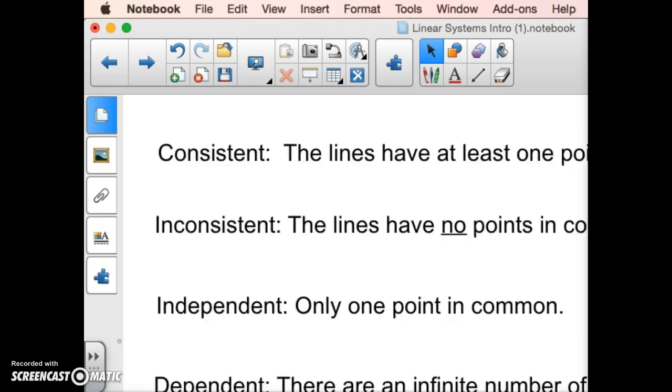So, quick review here. Consistent means that the two lines have at least one point in common. Inconsistent will mean that the lines have no points in common. Independent means there's only one point in common, whereas dependent means there's an infinite number of common points.